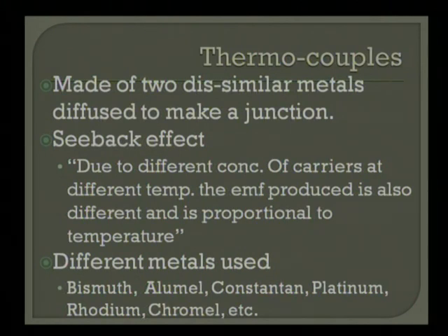Thermocouples. Two dissimilar metals diffuse together to make a junction. In brief, this can be defined for a thermocouple. Different metals are available: bismuth, alumel, constantan, platinum, rhodium, chromel. Different combinations generate different kinds of thermocouples. Industrially, you have different types of thermocouples available, such as T type transducers, S type transducers, and so on.